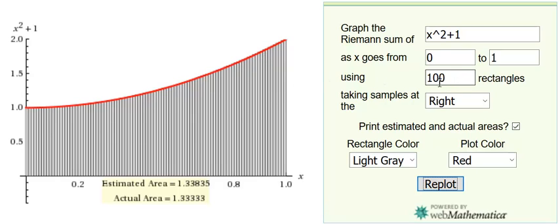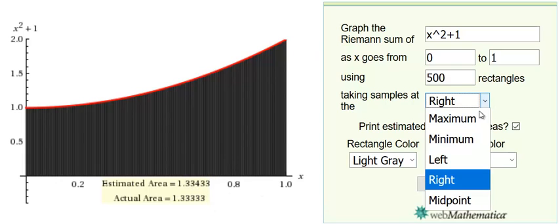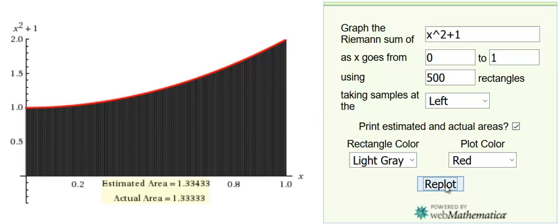So just look at this. As we increase the number of rectangles, maybe do 500, we notice that our estimated area gets closer and closer to the actual area. And notice from the right we get 1.33433. If we go from the left, let's try it from the left. Let's see what we get. From the right we got 1.33433. From the left we got 1.33233. So notice as we increase the number of rectangles for the left sum, and for the right sum, what we're doing is we're boxing in the actual area under that curve.